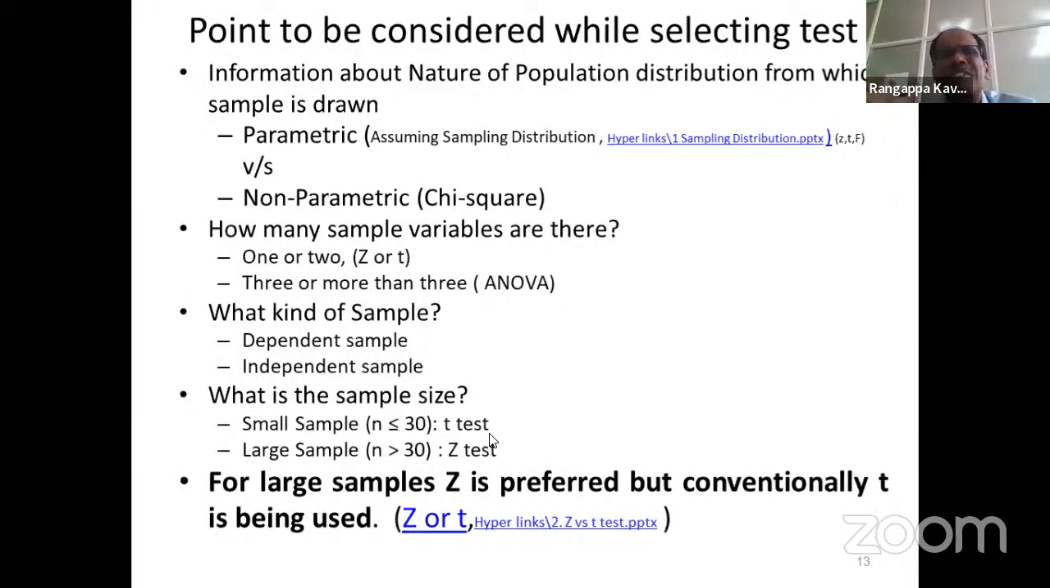It's a big question. See, while selecting a test, whether T or Z, within T which T, and ANOVA, while selecting it, what kind of distribution do we have? What is the kind of population distribution? For that, what is the sample distribution? Quite often we are using the concept of the sample distribution.